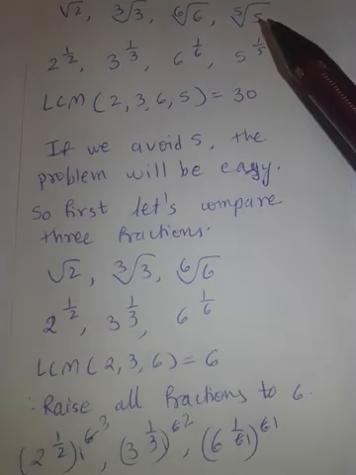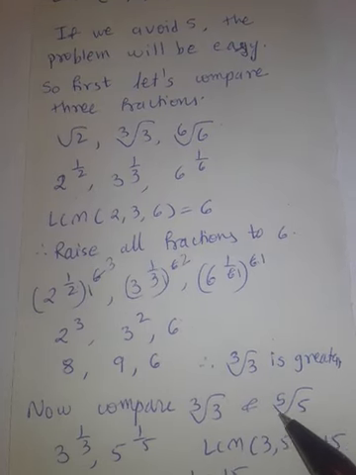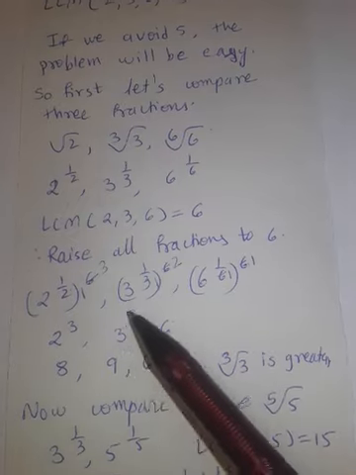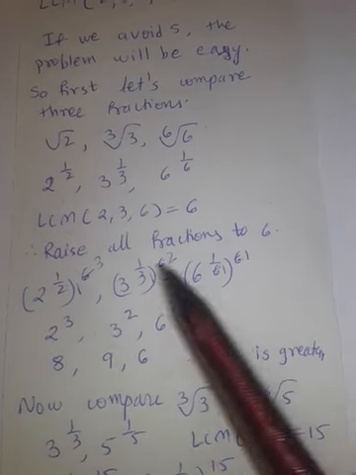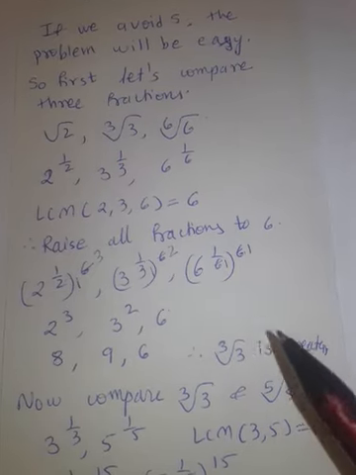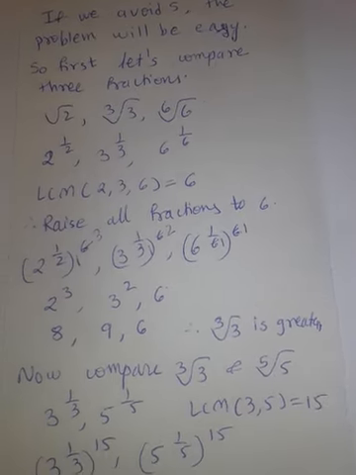Now again this number is still remaining, fifth root of 5. So now I'm going to compare third root of 3 and fifth root of 5. Now in these three, this one is the greatest. So that is done. We only have to find the greatest. So now we are left with third root of 3 and fifth root of 5.